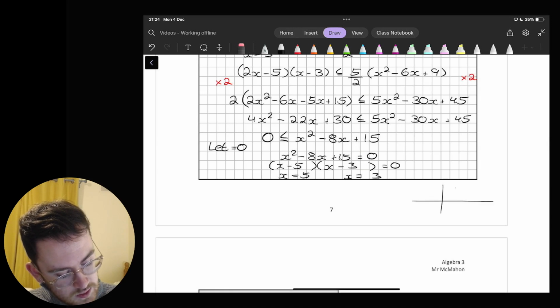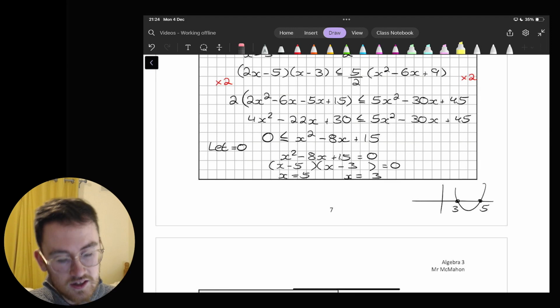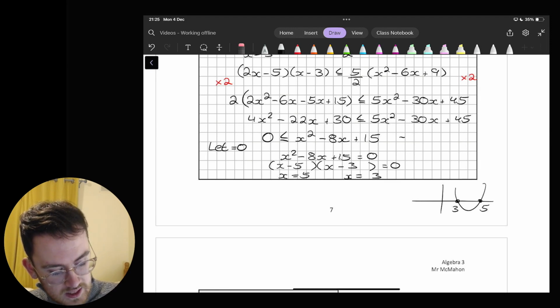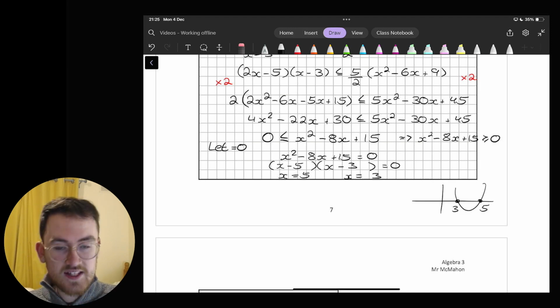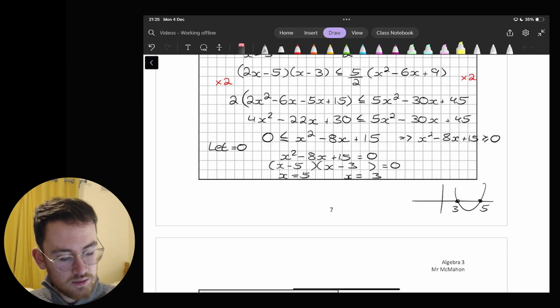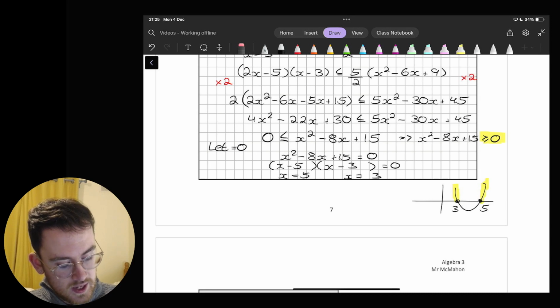Sketching my graph as per normal, my two roots, 3 and 5. I need to look at my inequality to see where I'm going to be looking. And with the way we've written it here, it's slightly maybe harder to see. So let's just swap everything around, making sure I keep my inequality facing the correct way, so the big side pointing towards the function. I'm looking for greater than or equal to 0. So I'm looking at the two endpoints. So x is less than or equal to 3 and x is greater than or equal to 5.